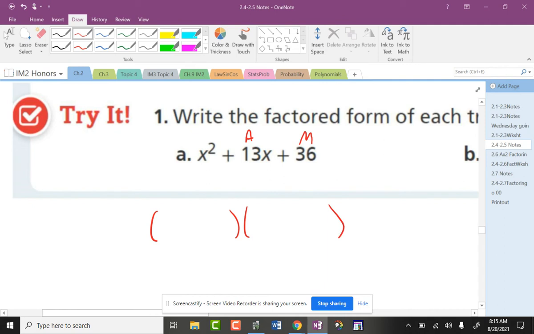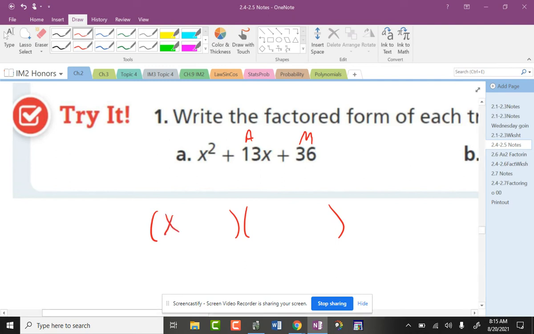Or let's think about what multiplies to be 36. What are our possibilities that multiply to equal 36? 4 and 9. Is that the one? Do 4 and 9 add to be 13? Then here's what's guaranteed to happen.